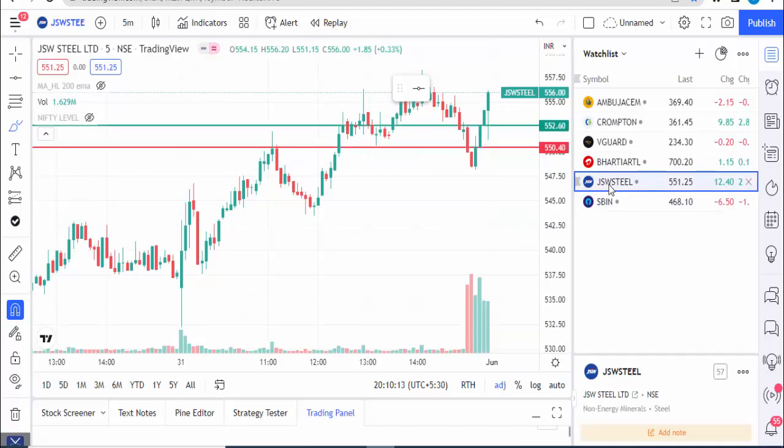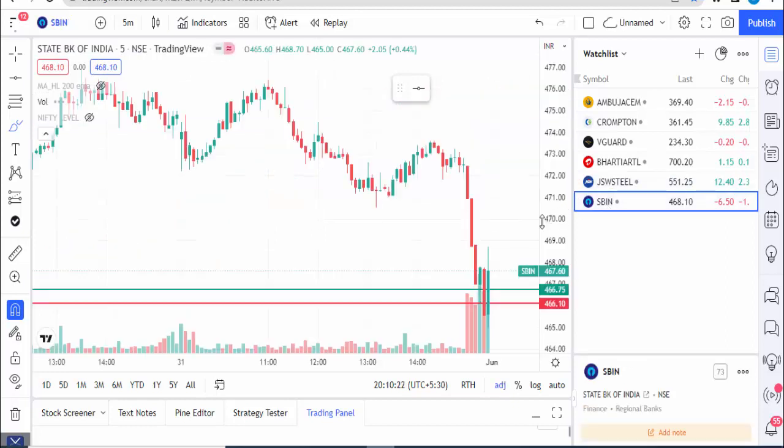Next one is JSW Steel. 552.60 is the upper line, 550.40 is the lower line. Finally, SBIN. 466.75 is the upper line, 466.10 is the lower line.